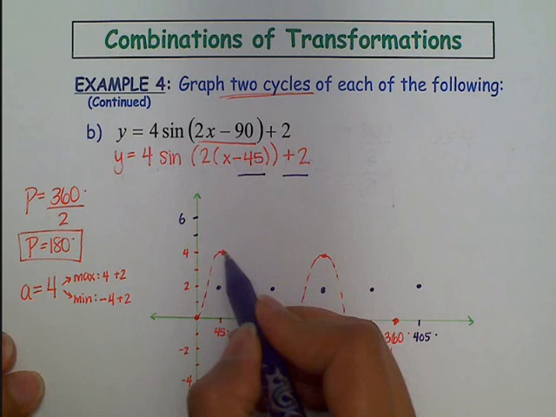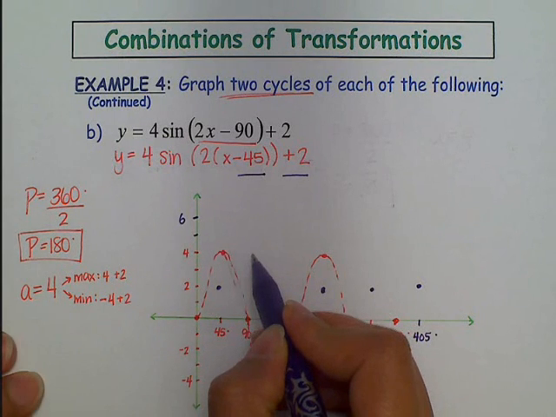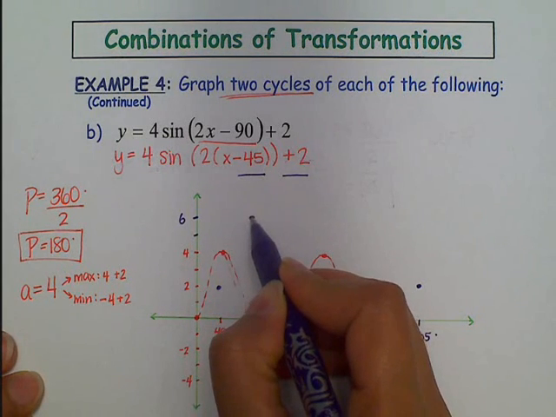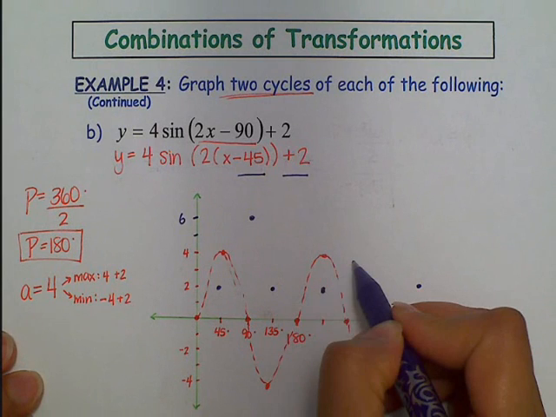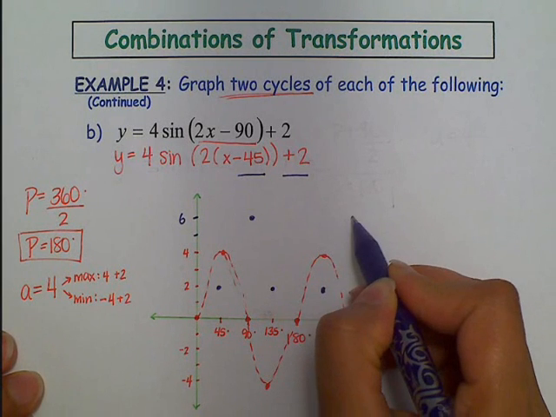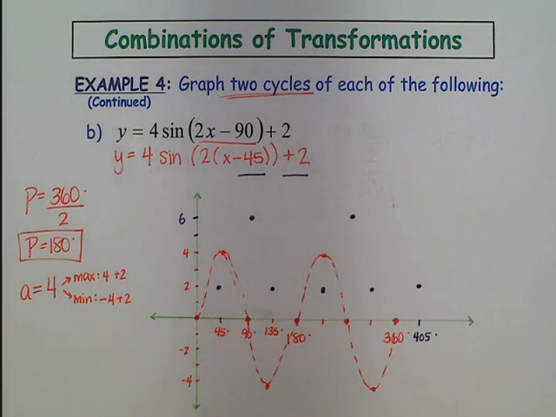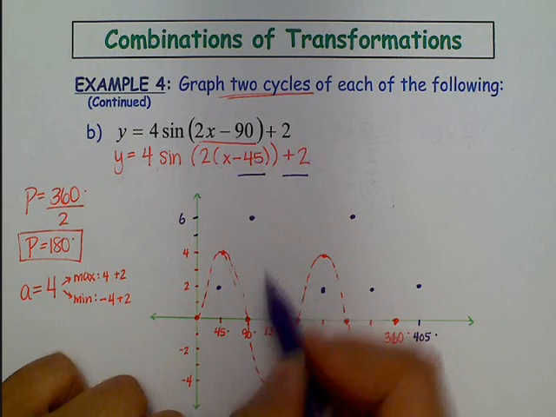Now I'll move my maximum point. So I'm just going to move it to the right 45, and it's going to go up to a maximum of 6. Move it to the right 45 and move it up to a maximum of 6. So far now I've taken care of the zeros and the maximums. And then finally the minimums.